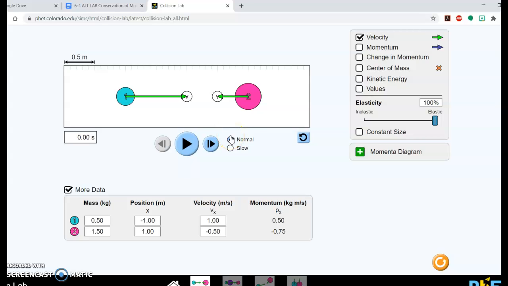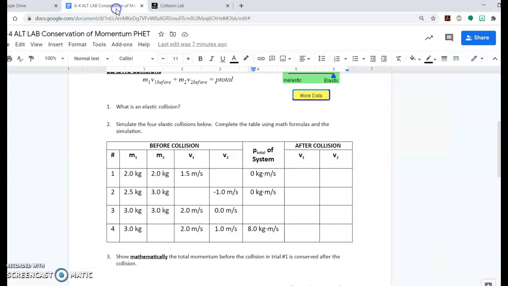If it helps you to have it on the normal setting, I always find that it's better on the slower setting, honestly. But either way, it's going to show you the exact same data just at a different rate. So I want you to do this for these 4 trials here. Again, you're adjusting the mass for each, and again, the total momentum initially has to equal the total momentum finally.